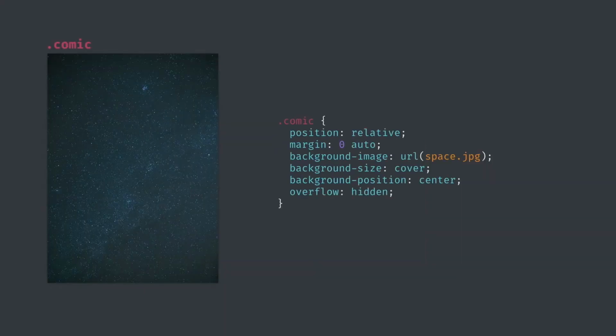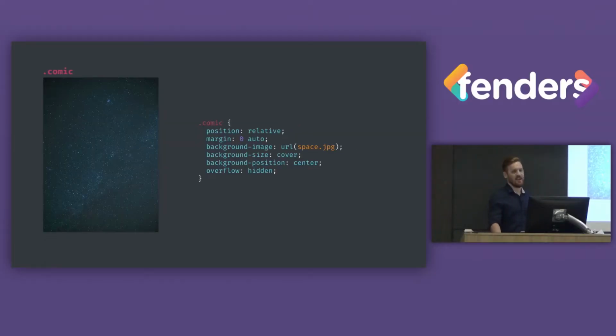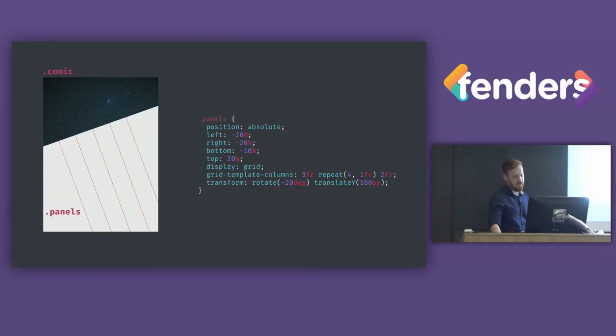The container, it's position relative. Later on, we're going to absolute position something. That's Y. Margin auto, that's just centering it. Our background image and some overflow hidden. Just sort of setting everything up for what we want to do.